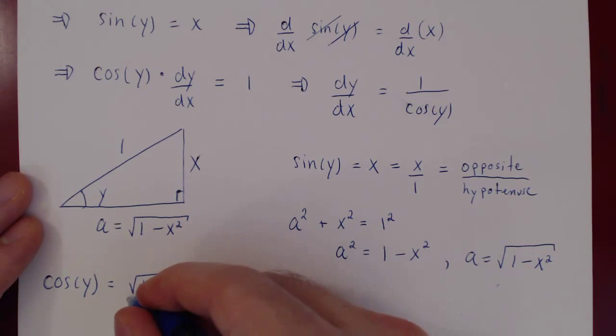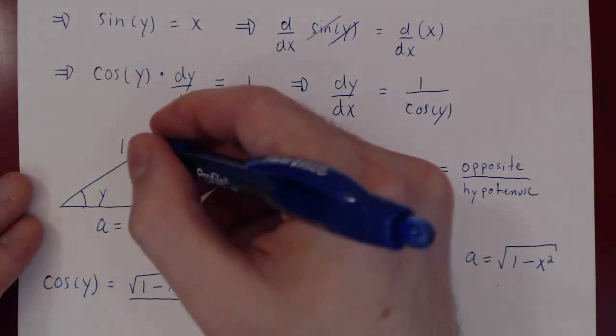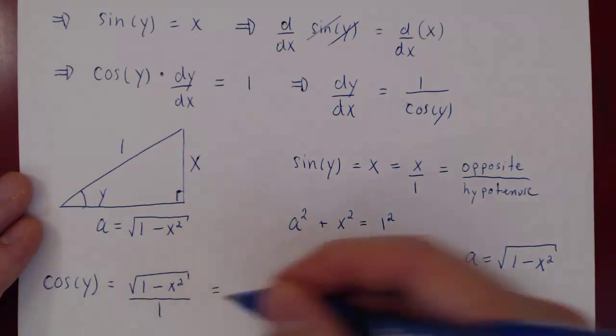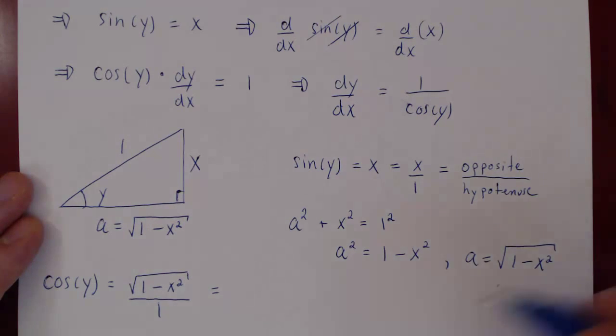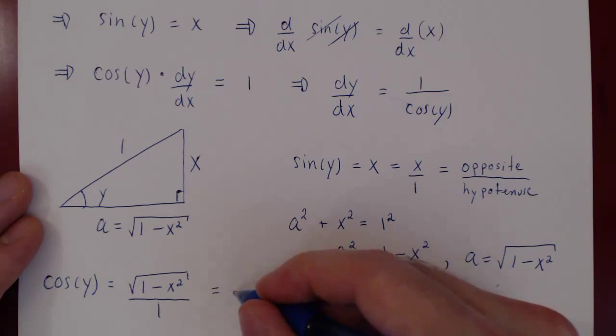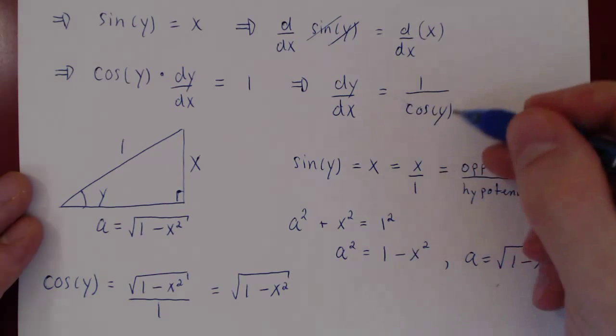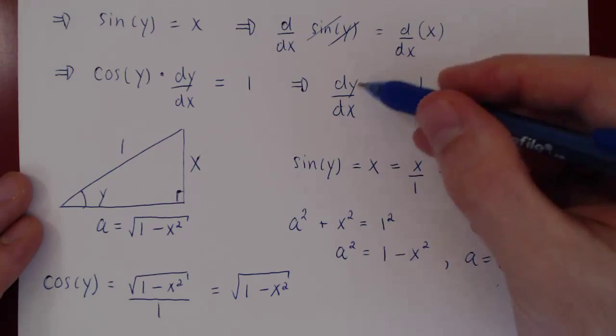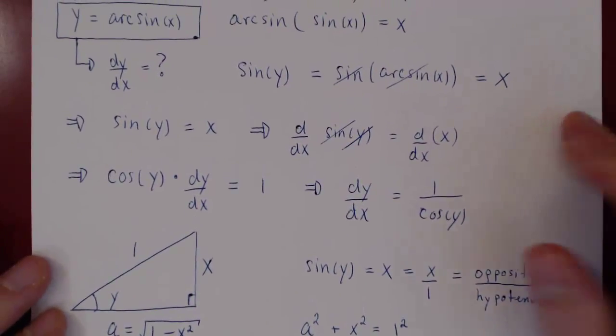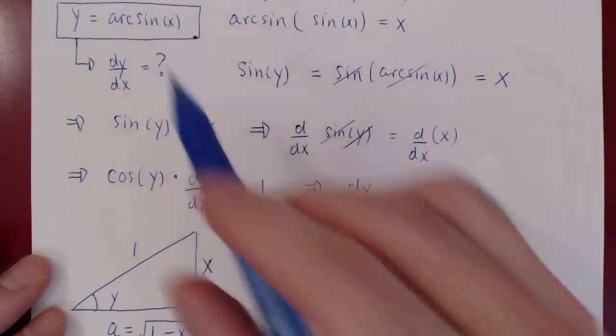Cosine is adjacent over the hypotenuse, which is 1. So anything over 1 is just that same thing. So what we have is that cos of y is the square root of 1 minus x squared. And now we can substitute in here and write our final answer. y was arc sine of x.